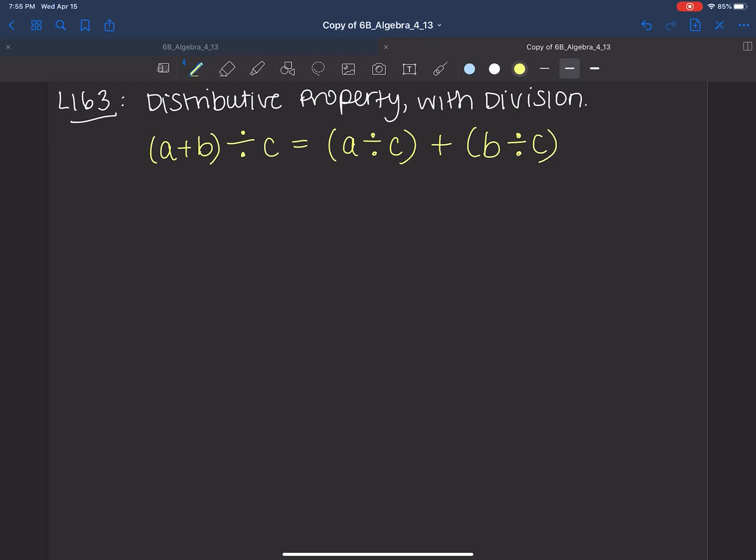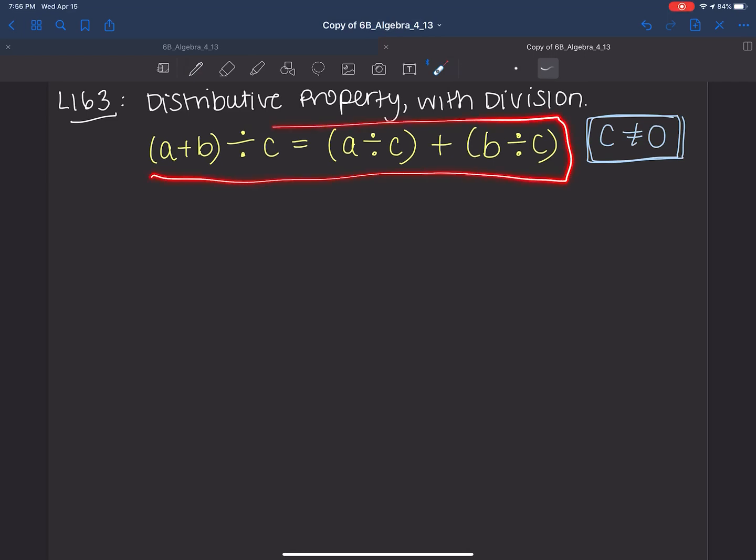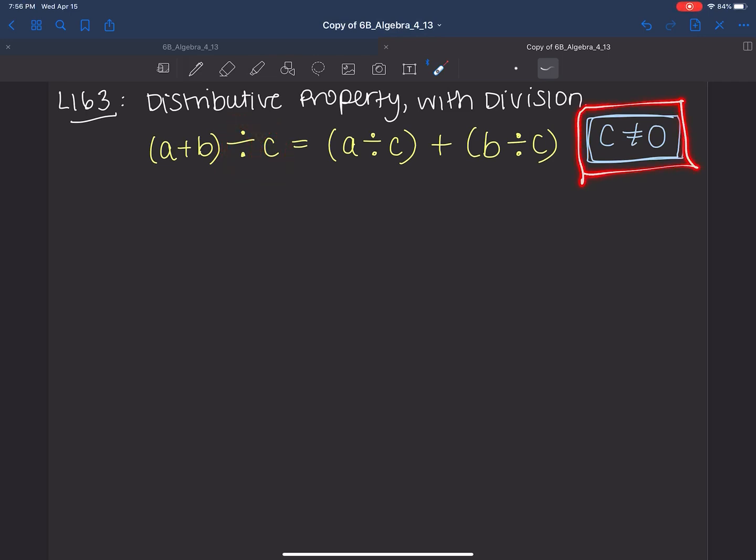Okay? And one thing we need to be careful of is we need to say that c cannot be 0. That's because we can't divide by 0. So every time you see an equation using variables and a variable is being divided, you have to write things like this down. Otherwise, the equation doesn't make too much sense.